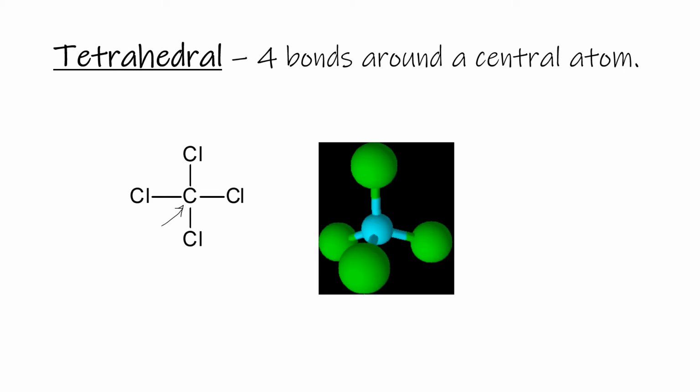So this molecule is not planar. It does not look like what the typed-out version of it looks like. Here is a three-dimensional model of what that looks like, and you can see the green chlorine atoms would be at the corners of a regular tetrahedron. Remember, that would be like a pyramid with a triangular base.